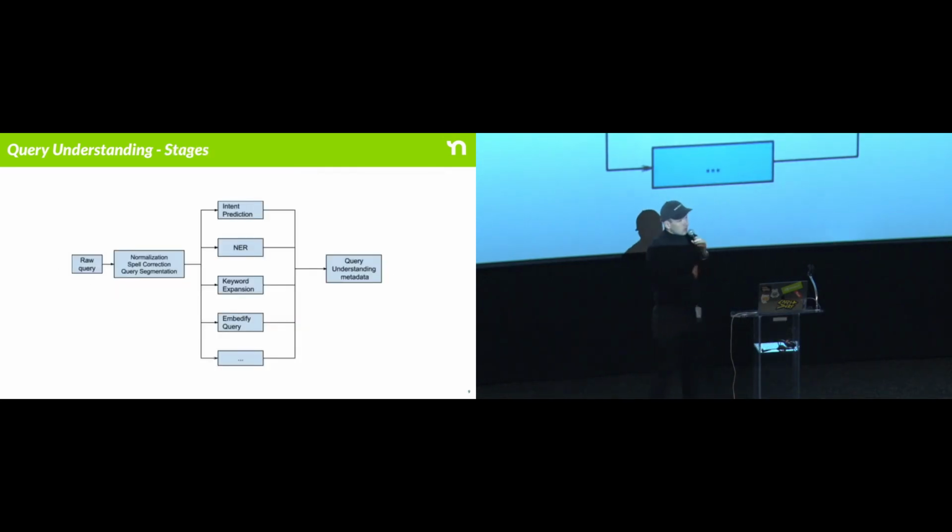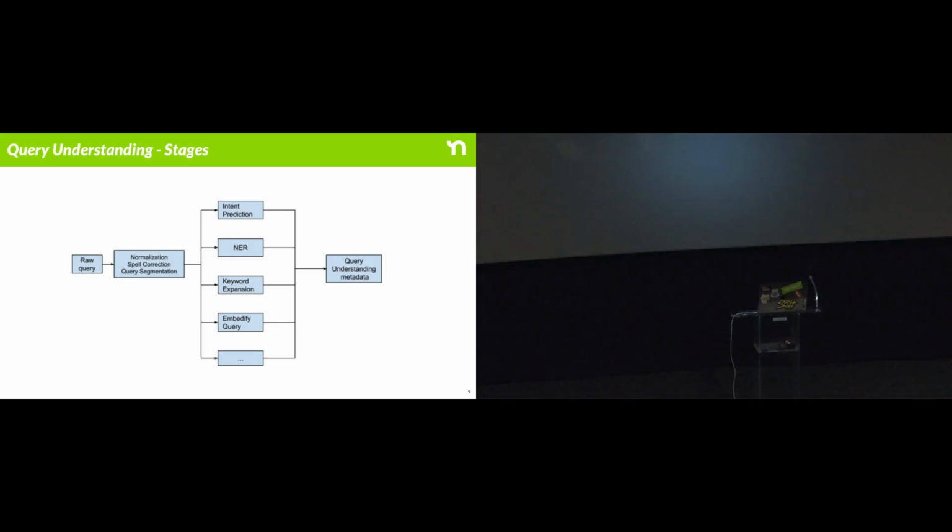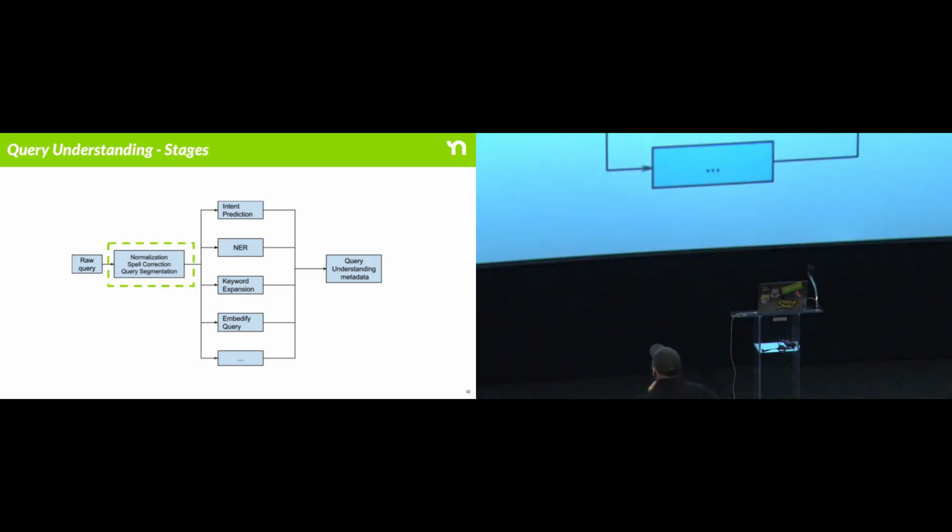Let's go into the query understanding stages. We start with getting a raw query, and from the raw query, we go into the normalization stage, where we are doing basic cleanup of the HTML tags. We are doing cleanup of bogus inputs. We are running spell correction and query segmentation.